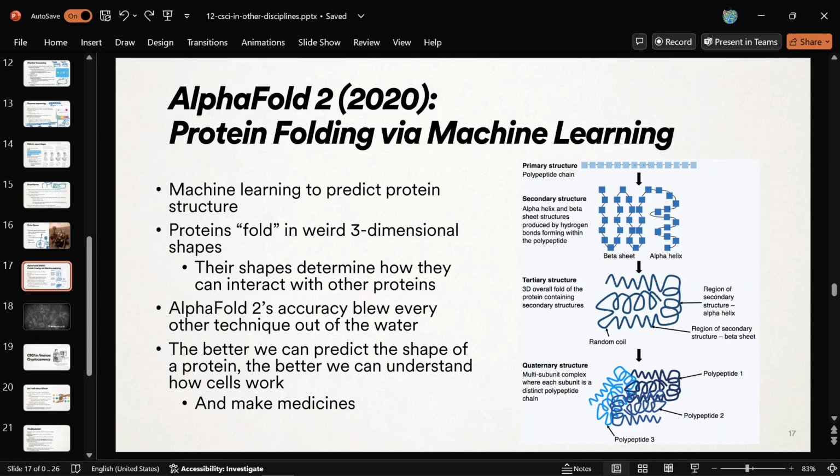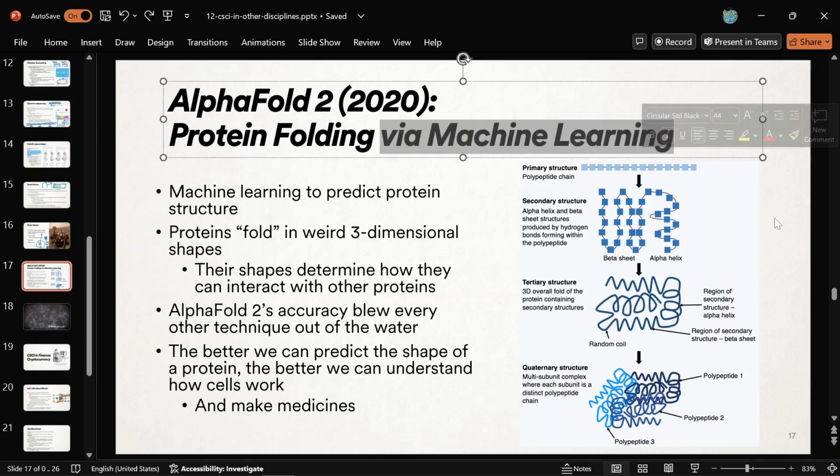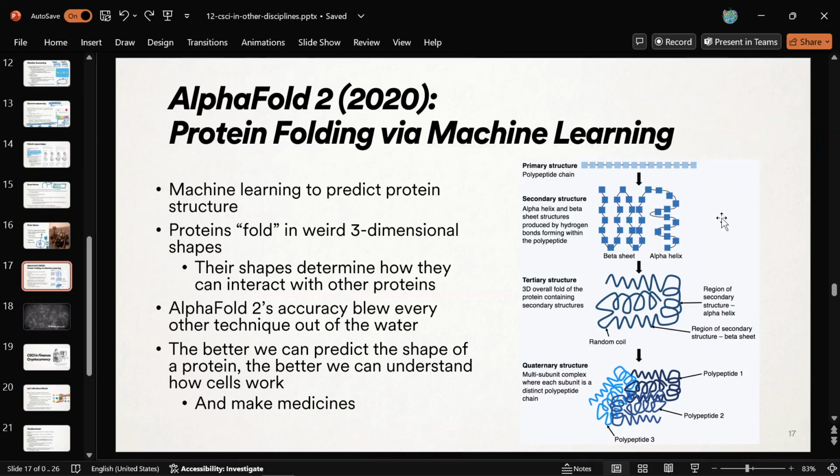Protein folding via machine learning, right? People use machine learning to great success to figure out how these proteins will fold up and how they will therefore interact with other proteins. And that can be used to make medicine.